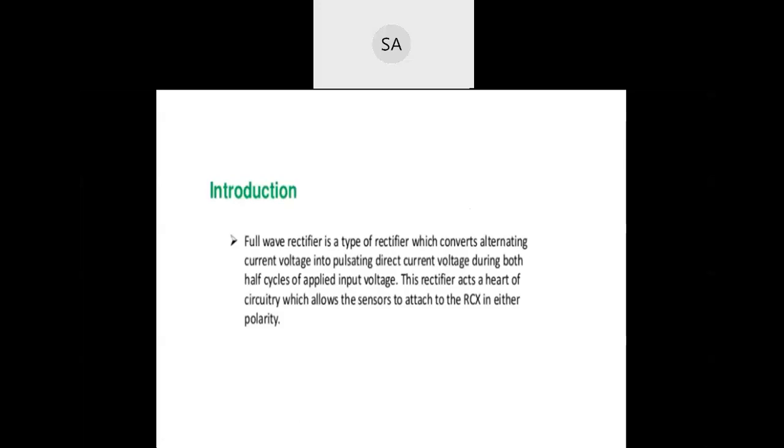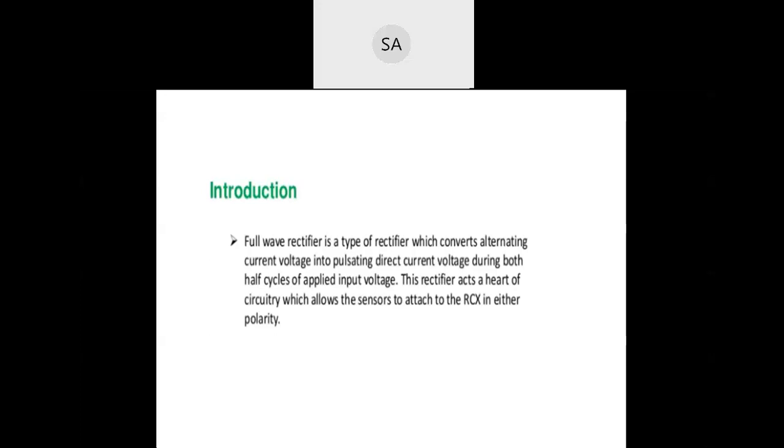So let us discuss what a full wave rectifier is. A full wave rectifier is a type of rectifier which converts alternating current or voltage into a pulsating direct current or voltage during both half cycles of the applied input voltage. Whereas in the half wave rectifier, we get output only during the positive half cycle, and during the negative half cycle there will be no output. But in the full wave rectifier, during both the positive and negative half cycles of the input voltage, the alternating current is converted into direct current.